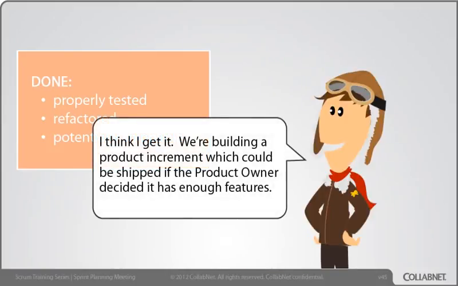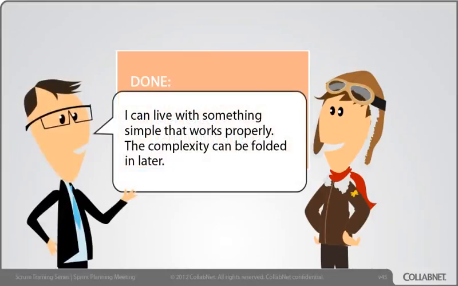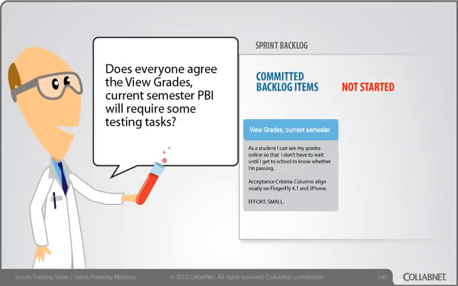I think I get it. We're building a product increment which could be shipped if the product owner decided it has enough features. I can live with something simple that works properly. The complexity can be folded in later. Does everyone agree that ViewGrade's current semester PBI will require some testing tasks?